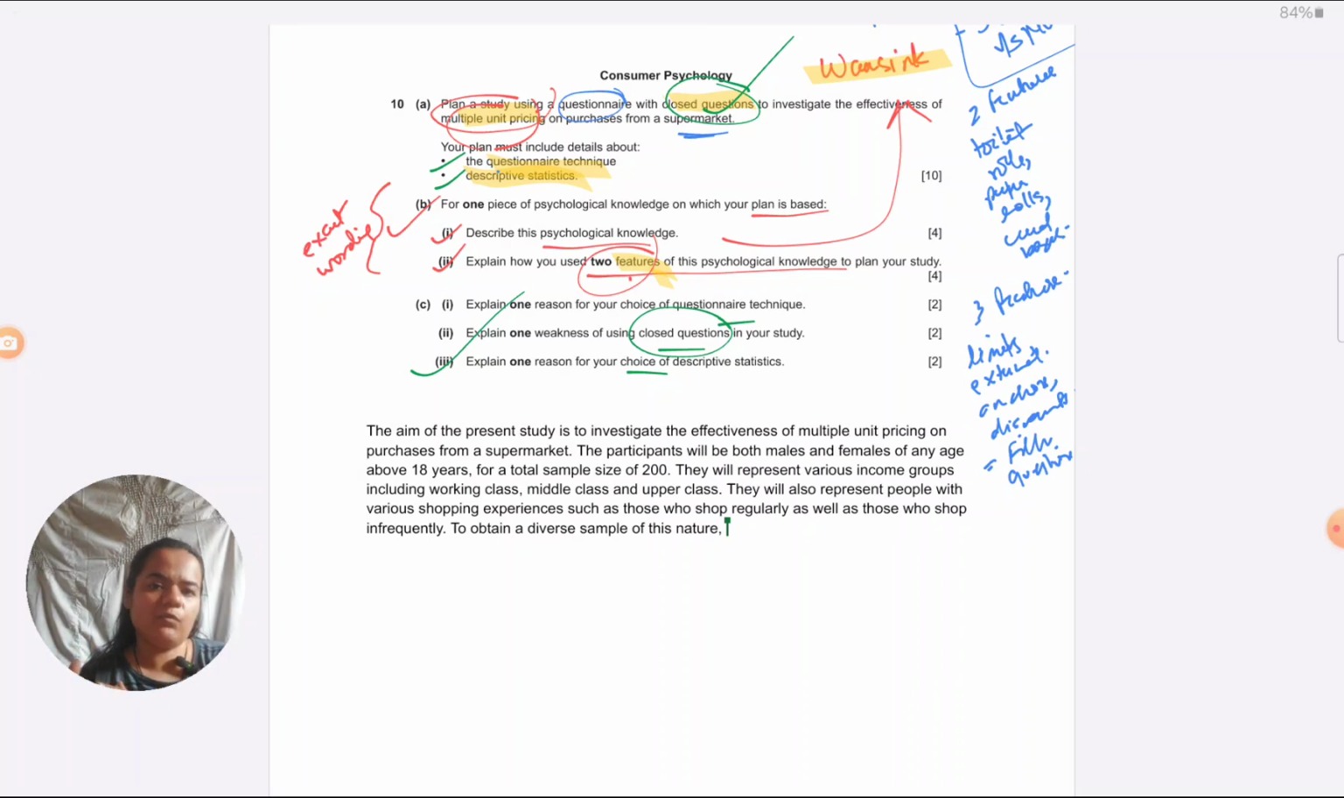That's why I'm taking volunteer sample from my perspective of wanting a diverse sample. I want people from different locations and areas. I forgot to mention that. So I'll just add that also. Participants shopping at supermarkets of different localities will be included. So now I can say, to obtain a diverse sample of this nature, volunteer sampling will be used.